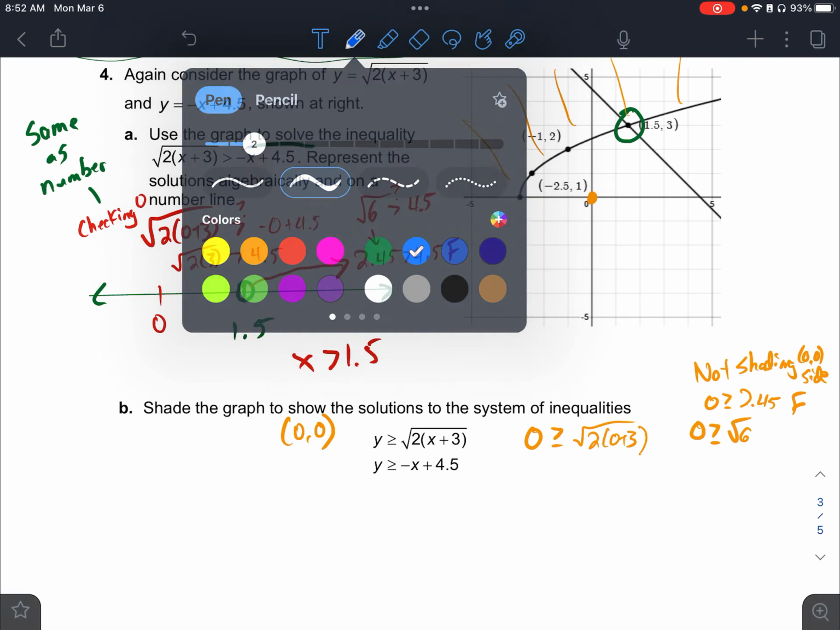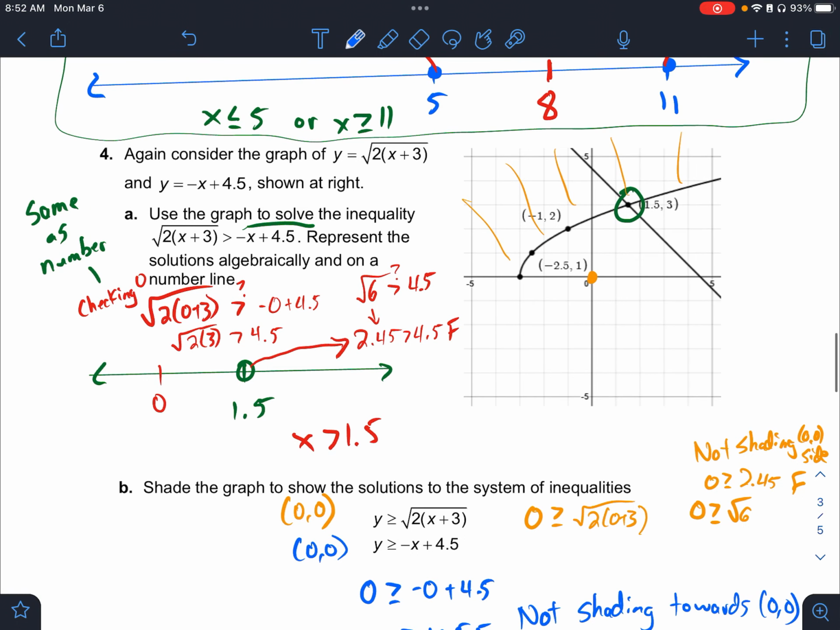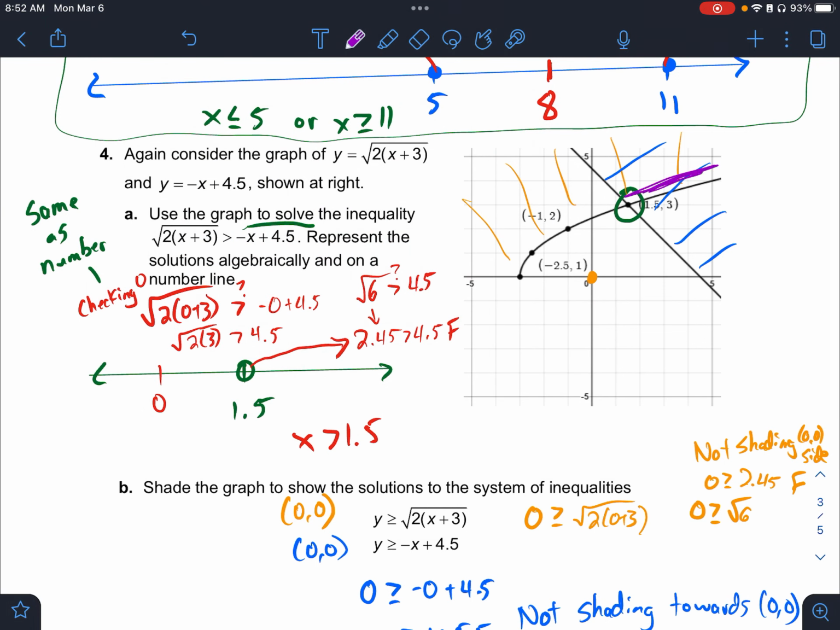I'm going to do the same for the next one. I have 0 greater than or equal to negative 0 plus 4.5, or 0 greater than or equal to 4.5. This is also false, which means I am not shading towards 0, 0, which means I am shading all of this up here. Now, the part that I want is the part where it's shaded both ways. So this is the answer that I am looking for.